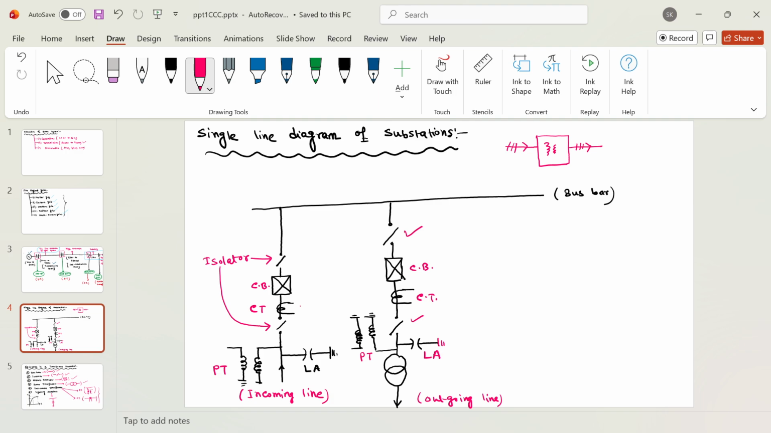I hope it is clear. And this is my transformer. You can say this is my power transformer that will do the main job actually.